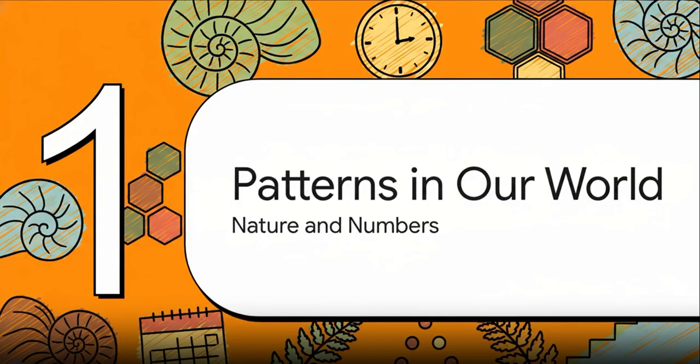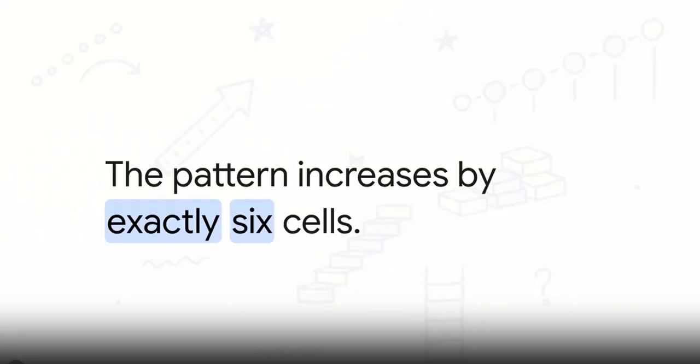Kicking things off with Section 1, Patterns in Our World, looking at nature and numbers. So picture how bees build their homes. They start with just a single central cell, but from there, they build these expanding rings. And the first ring always has 6 cells, the next has 12, the next has 18, and then 24. Look at that pattern. The number of cells is increasing by exactly 6 every single time.